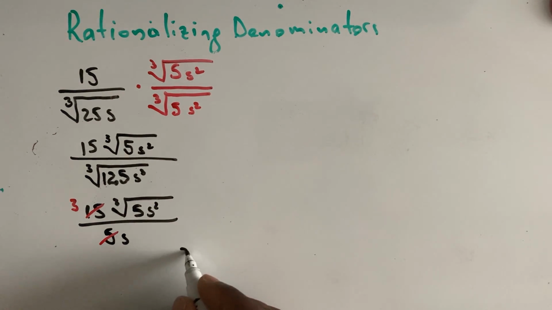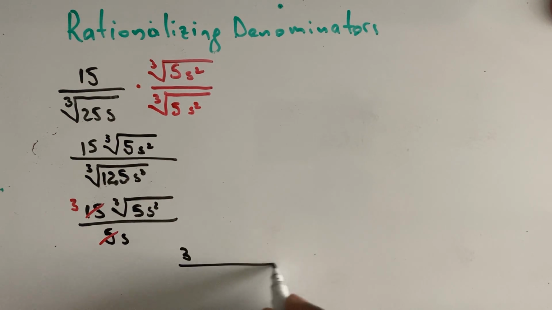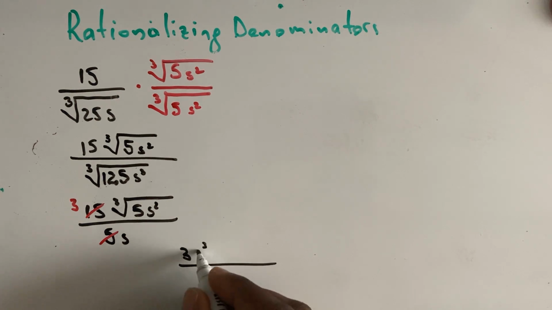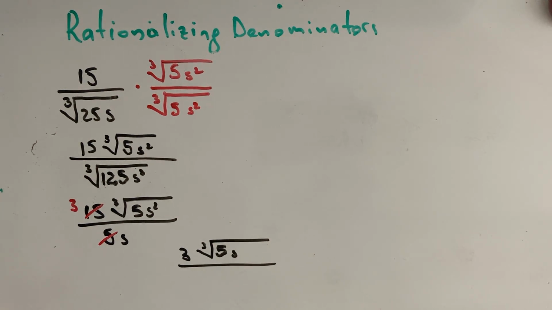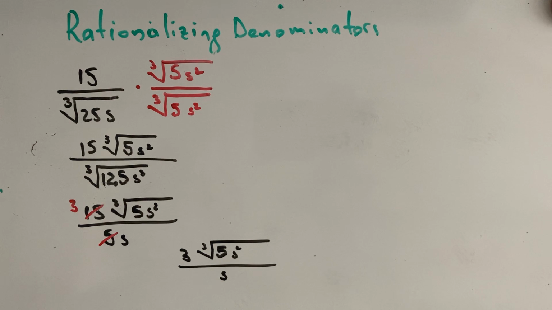3 cube root of 5s, 3 cube root of 5s over s squared, by the way, I forgot to put the 2, 5s squared over s, okay? So 3 cube root of 5s squared over s, okay? Now, when looking at this, you don't see a radical in the denominator, so you know you're done. This is rationalized, okay? You don't have a radical in the denominator, okay?